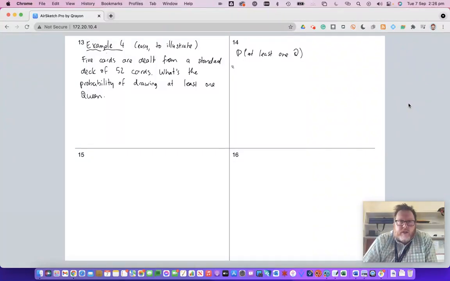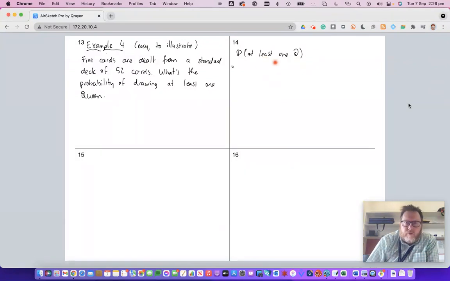Here is your bonus extra example, and it discusses a shortcut that you can use to solve problems a little bit more efficiently. It's a classic kind of example. 5 cards are dealt from a standard deck of 52 cards. What's the chance of drawing at least one queen? So let's get into it.